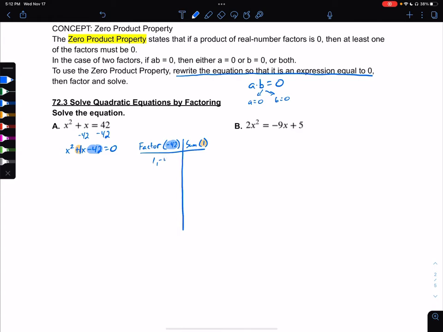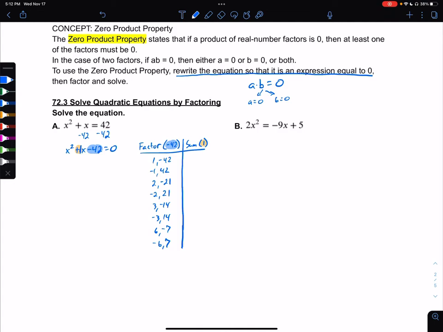So we would have 1 and negative 42. Negative 1 and positive 42, 2 and negative 21, negative 2, positive 21, 3 and negative 14, negative 3 and positive 14, 4 does not work, 5 does not work, 6, so we have 6, negative 7, or negative 6, positive 7. And then 7 we already used, 8 wouldn't work, 9 wouldn't work, and so on. So it wasn't too bad. We have, I believe, 8 sets of factors here.